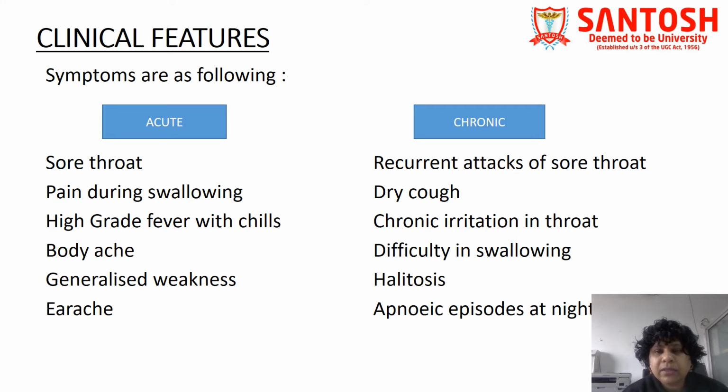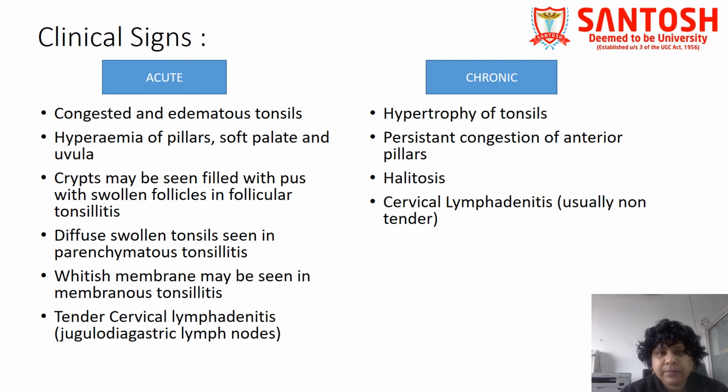What are the chronic clinical features? It is recurrent attacks of sore throat, dry cough, chronic irritation in throat, difficulty in swallowing, halitosis, apneic episodes at night. Any single feature can be presented in the OPD.